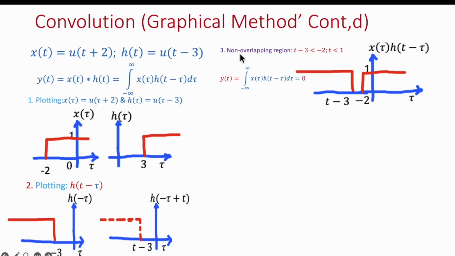The third one is the non-overlapping region. The non-overlapping region will be the region where t minus 3 is less than minus 2, or you can say that t is less than 1. If the 3 goes to the other side, it becomes positive, so t is less than 1. So the graph will look like this one, t minus 3, and the other signal will start from minus 2. So there is no overlapping region, and that is why the value of y of t is equal to 0.